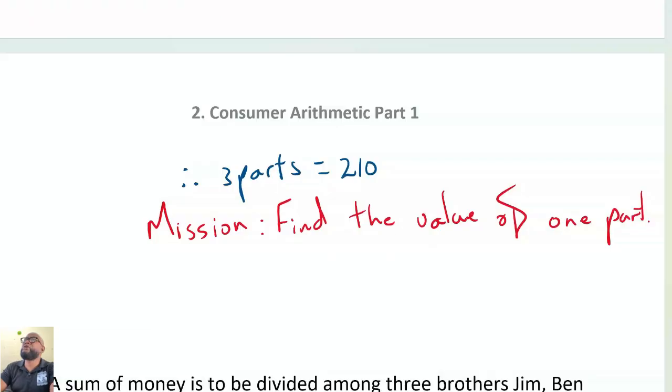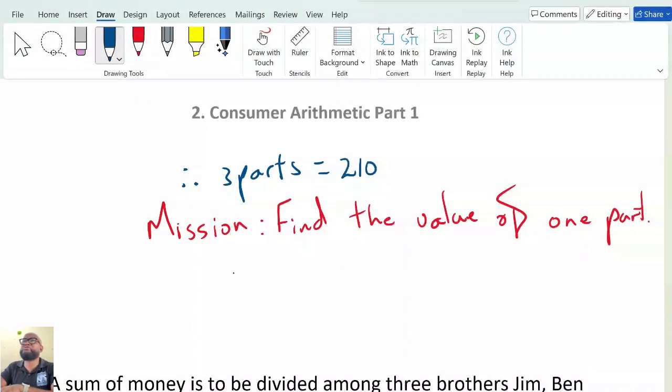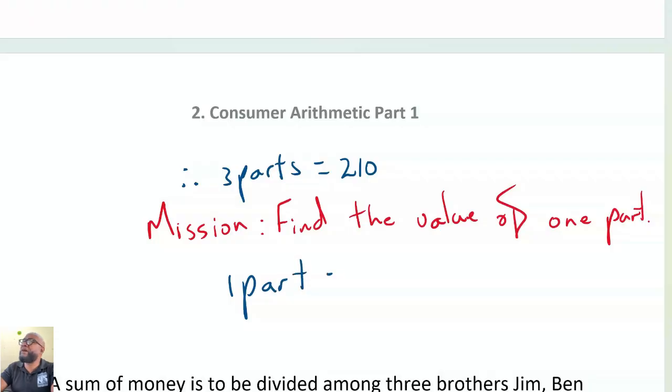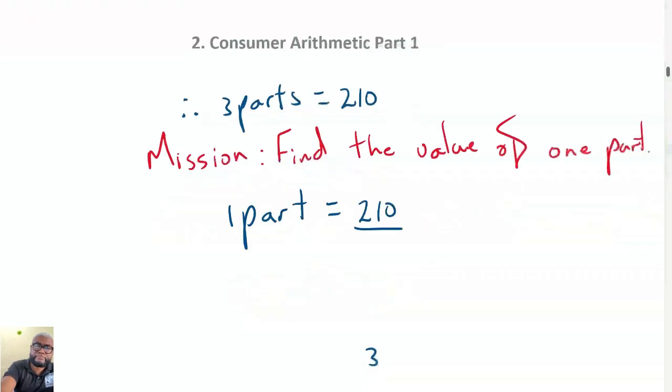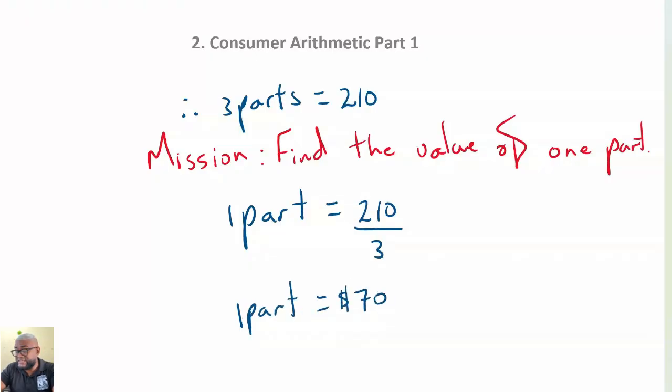So let's work. If three parts is 210, what would one part be? Three parts is 210. What would one part be? 210 divided by 3 is 70. So that's the value of one part. Everybody good there? So one part is equal to $70. If I find what one part is, I can find what two parts are, what five parts are, I can find anything now.